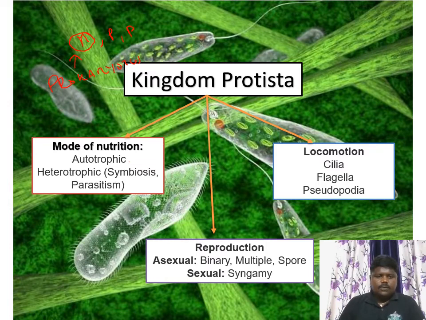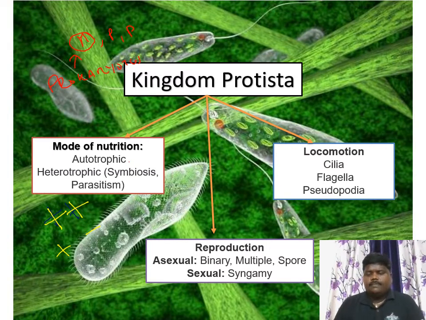But as a simple note, I'm denoting here plus plus. If it is a benefit for both of them, it is called what? Mutualism, plus and plus. Whereas plus for one organism and minus for another organism is called parasitism or predatorship. So in this case, Protista undergo parasitism.